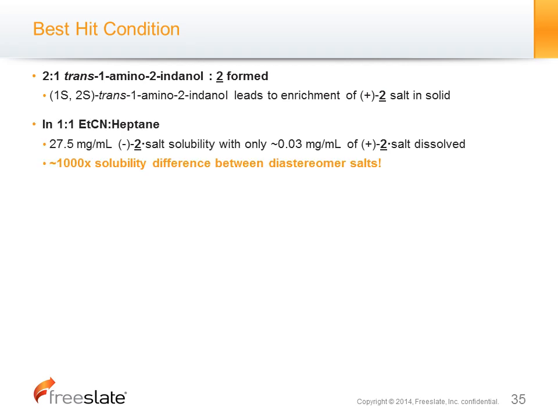As you can see here, in this particular situation, which is 1-to-1 propionitrile heptane, the -2 salt has about 27.5 mg per ml solubility. It's about 30 mg, just say roughly 30 mg per ml. And you will see the +2 salt only has about 0.03 mg per ml. In essence, there's about a 1,000-fold difference between these two salts, which is fairly dramatic.